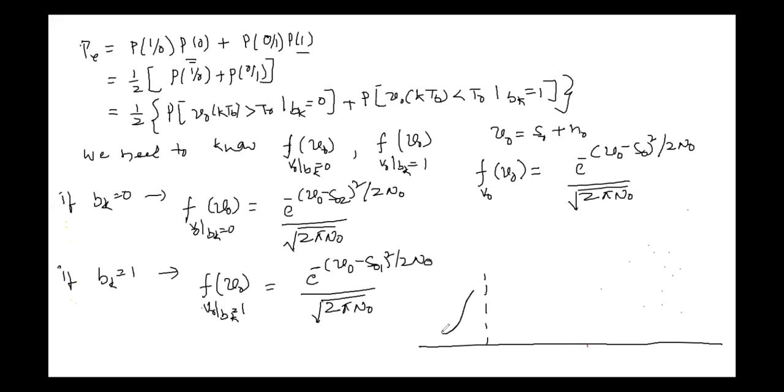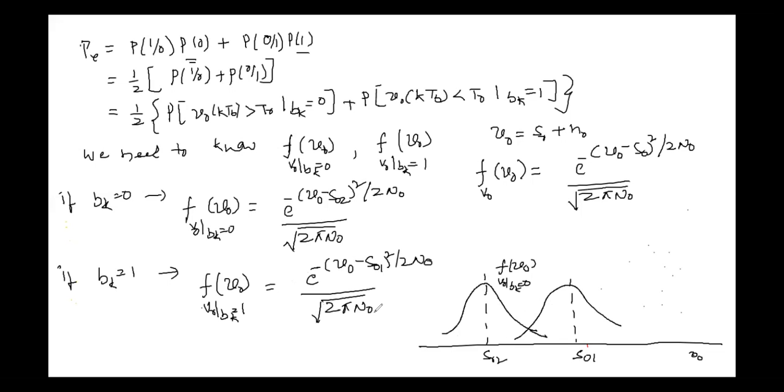So this is the probability density function of V0 with bk equal to 0. Similarly, the probability density function of V0 when bk equal to 1, when 1 is transmitted, is a Gaussian shape with the mean equal to S01. So the same Gaussian function is located at what point? S01. Previously it was S02. So this is the probability density function of V0 when 0 is transmitted, and this is the probability density function of V0 when 1 is transmitted.